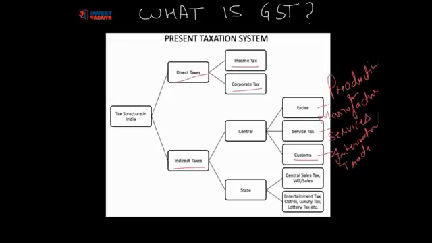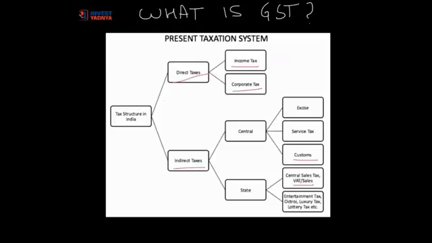Moving on to state level taxes, VAT or sales tax is applied on goods distributed within the state. VAT is value added tax. We will discuss value added tax in detail in our later videos. Central sales tax is applied on goods moving from one state to another. Similarly, there are entertainment tax, octroi, luxury tax, and all other taxes which the state levies. Now GST rationalizes this whole bucket of indirect taxes.